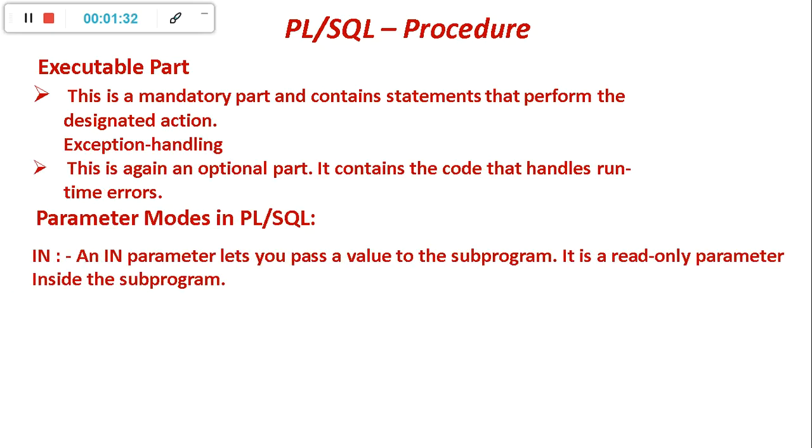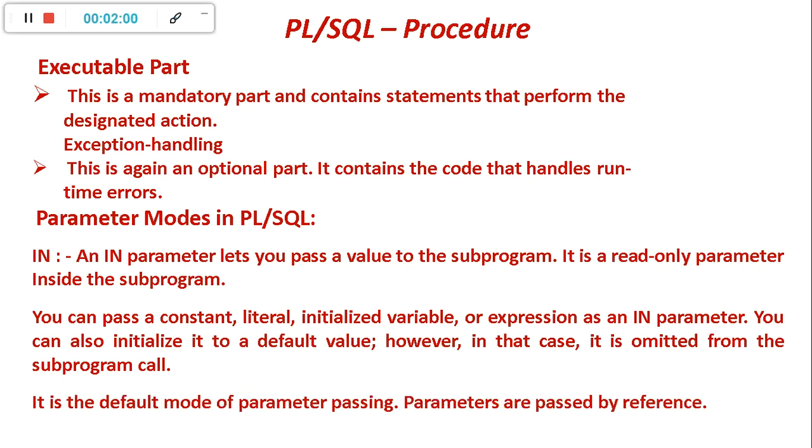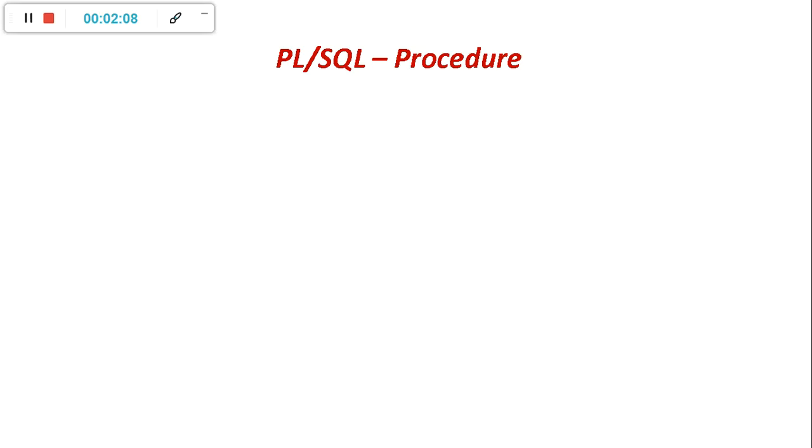Now we see the parameter modes in PL/SQL. There are three modes. IN: an IN parameter lets you pass a value to the subprogram. It is a read-only parameter inside the subprogram. You can pass a constant, literal, initialized variable or expression as an IN parameter. We can also initialize it to a default value. However, in that case, it is omitted from the subprogram call. It is the default mode of parameter passing. Parameters are passed by reference.